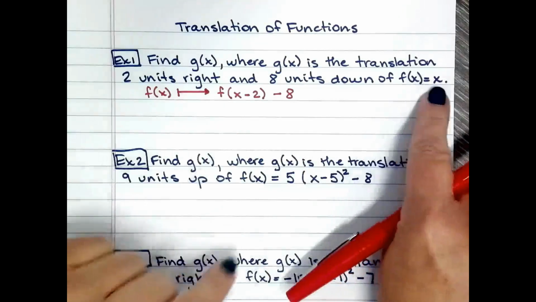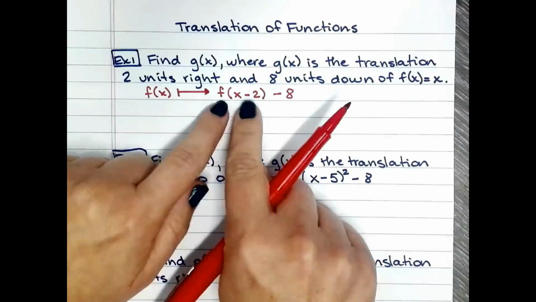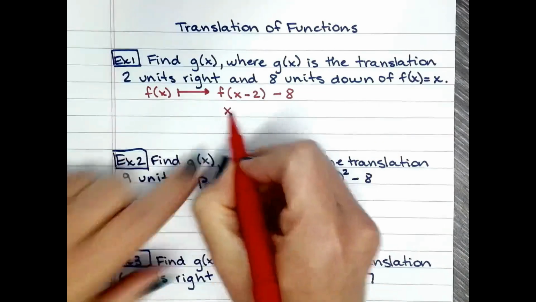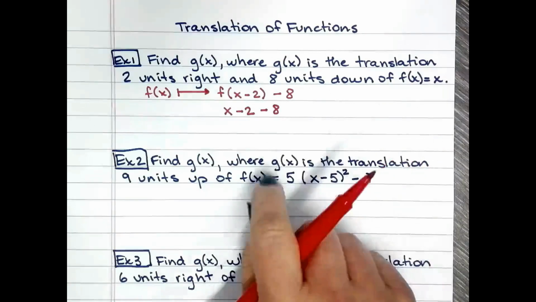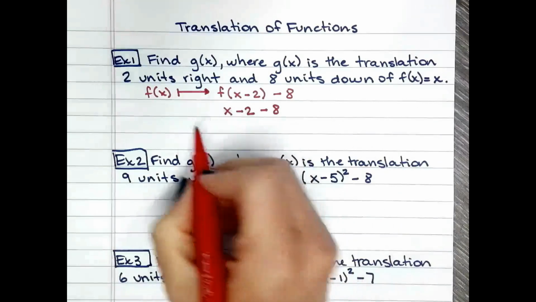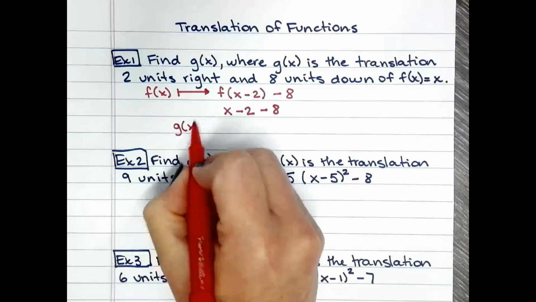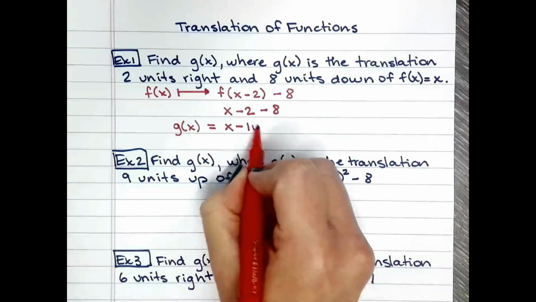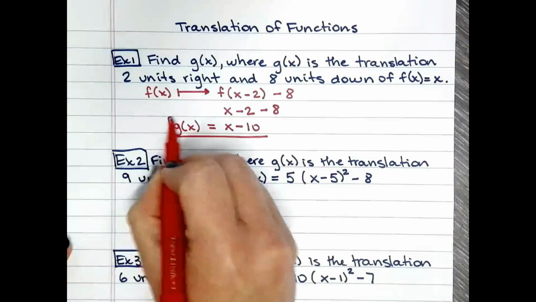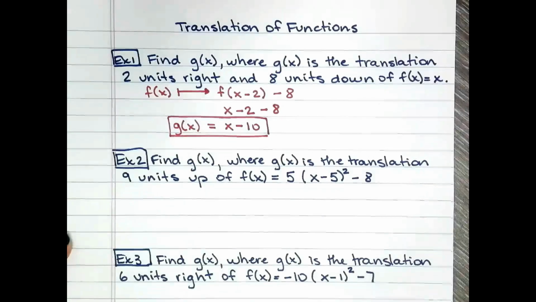Okay, my f of x is just x. So right here, I just have x minus 2 because it's right, minus 8 because it's down. And then I just clean that up. So my final answer is g of x is x minus 10. Another one.